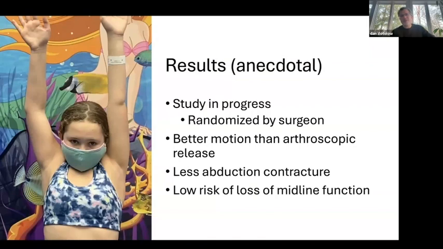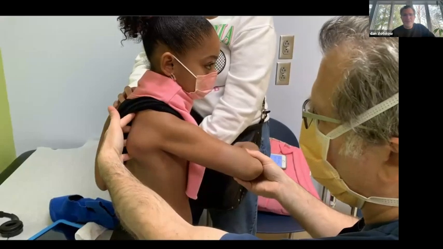Okay, so our anecdotal results study right now is in progress, and we actually have some preliminary data. There's better motion than an arthroscopic release overall, but there's less abduction contracture and therefore less abduction if they didn't have it to begin with. But there's a lower risk of loss of midline as a result, and patients generally are happier.